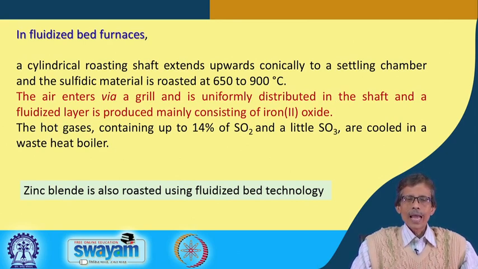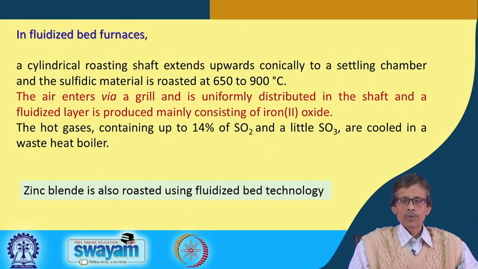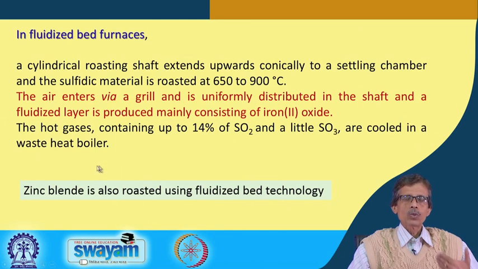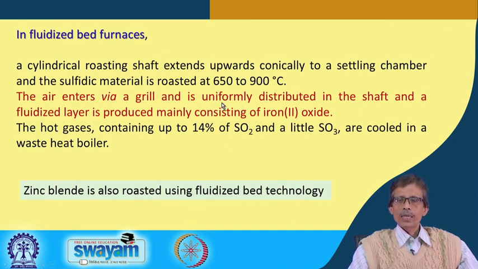So, you have a settling chamber and the sulfidic material, that means the ore material, that FeS2 material, which can be dumped over there and burnt in air for roasting, and roasting is done at a very high temperature, from 650 to 900 degrees centigrade. The air is allowed to pass through a grill. So, that means we are spreading the air such that you can have a good contact over there, and you have uniform distribution in the shaft, and a fluidized layer is produced mainly consisting of iron 3 oxide.